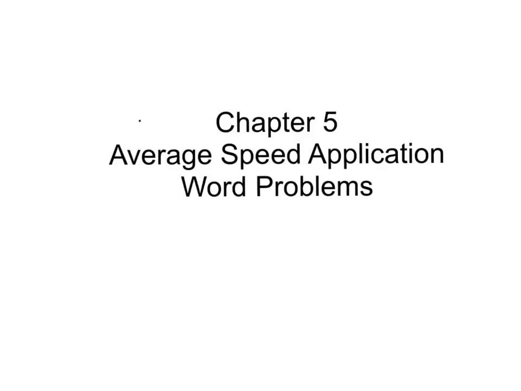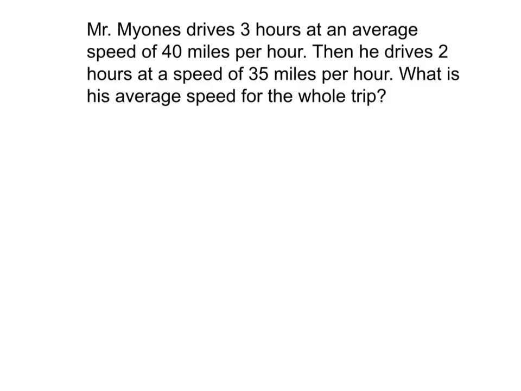This video is using what we know about average speed to solve word problems. Okay, so in this first problem it says, Mr. Mayones drives 3 hours at an average speed of 40 miles per hour. Then he drives 2 hours at a speed of 35 miles per hour. What is his average speed for the whole trip?